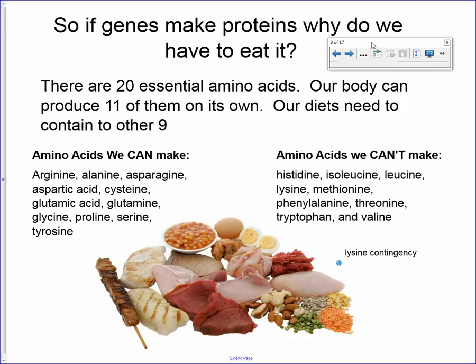Okay, so if our genes are in place to make proteins, why do we have to eat protein in our diet? The answer is that proteins are made up of amino acids, and there are only 20 different types of amino acids that make up our proteins. Our bodies can produce 11 of them on their own. It can just take those elements, combine them, and make those amino acids. But we can't make 9 of them, so our diets have to include those 9 amino acids in what we eat. And then our digestive system will break them down, separate them, and send those amino acids to the cells that they need to be in.